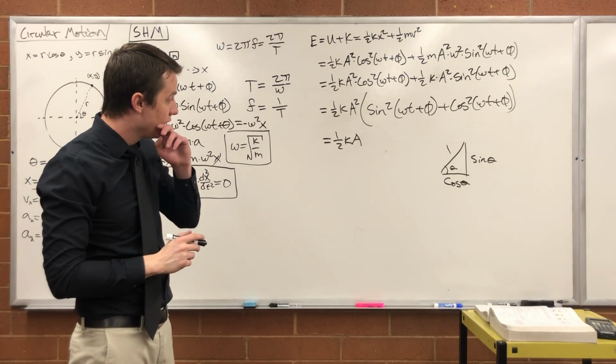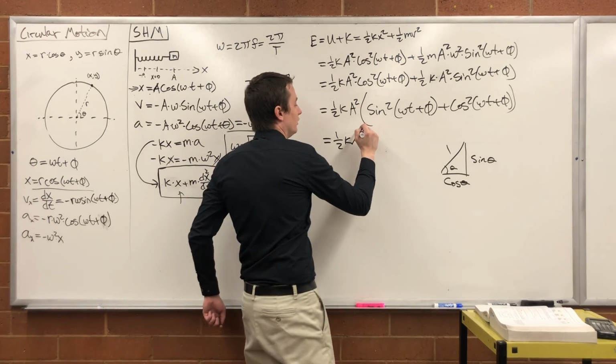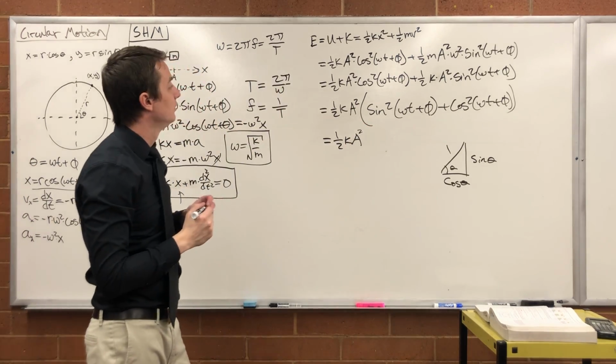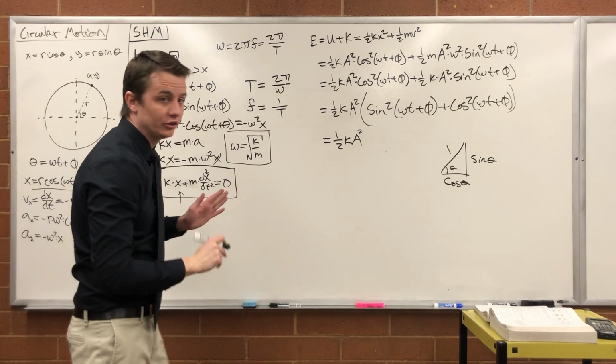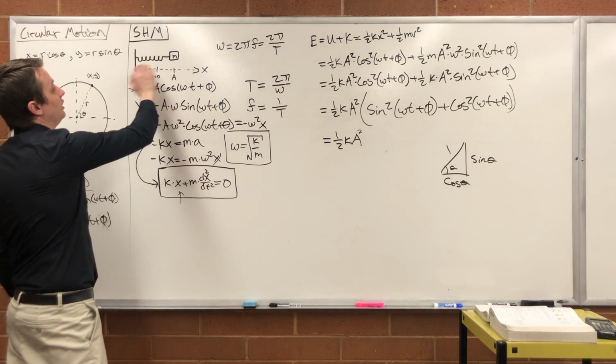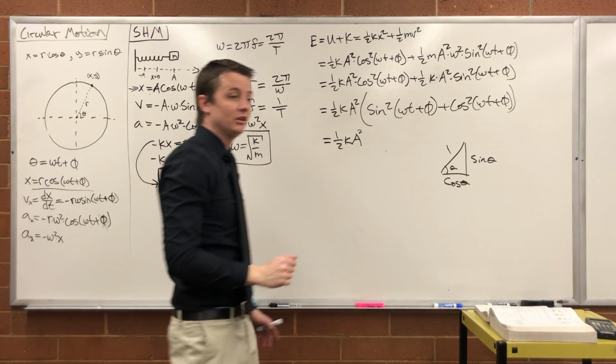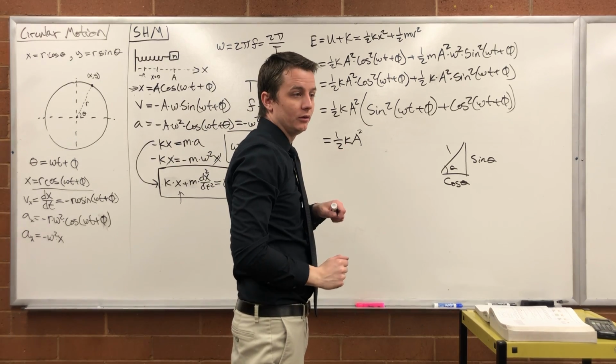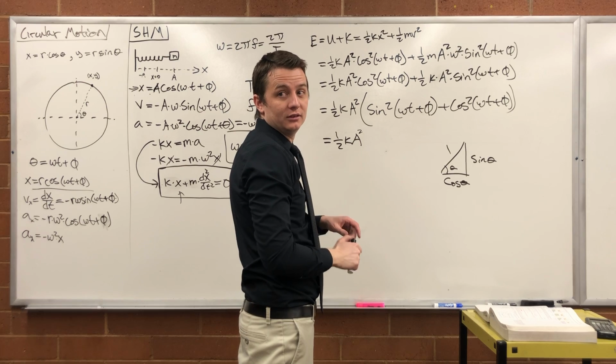Energy is just equal to 1/2 k a squared? Yes, the total energy in the system. So now you can calculate the total energy in the system relatively easily, using the spring constant and the amplitude.